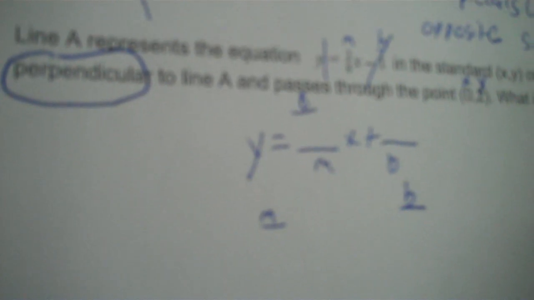So we need to write an equation. So y equals blank x plus blank, m and b. So I look at line A's equation. Remember, this is for line B. Y is by itself, so I know the m and the b. Now the b is kind of irrelevant. We don't care about that.